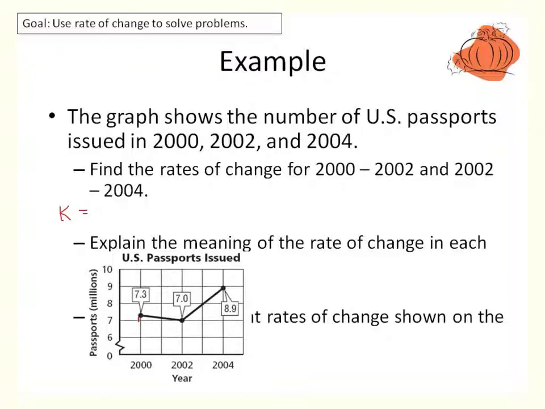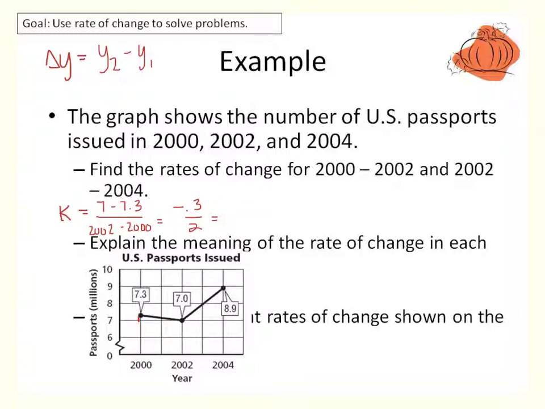How you would find that is, if you're finding a change in y, you usually want to do a second value minus a first value. So I'm going to do 7 minus 7.3 over 2002 minus 2000. And then what I'm going to get is a negative 0.3 over 2.